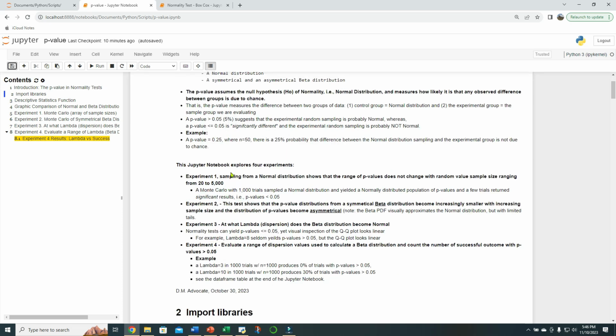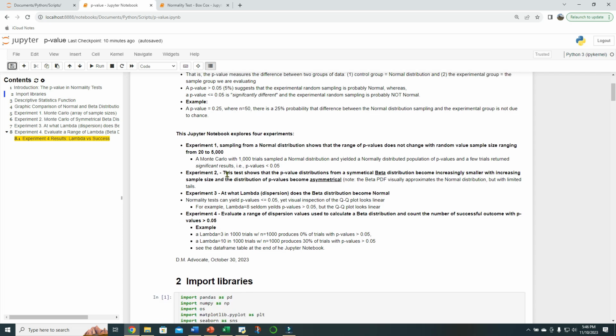This Jupyter Notebook explores 4 experiments. In Experiment 1, sampling from a normal distribution shows that the range of p-values does not change with random value sample size ranging from 20 to 5,000. In Experiment 2, the test shows that the p-value distribution from the symmetrical beta distribution becomes increasingly smaller with increasing sample size, and the distribution of p-values becomes asymmetrical.